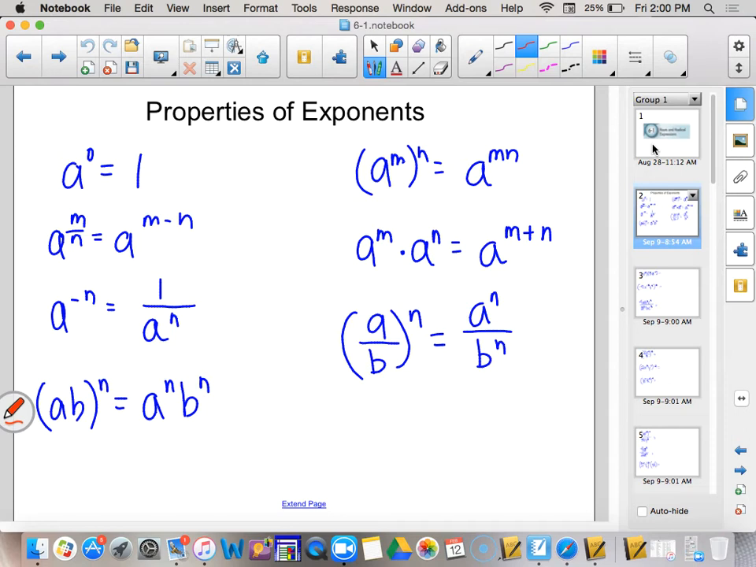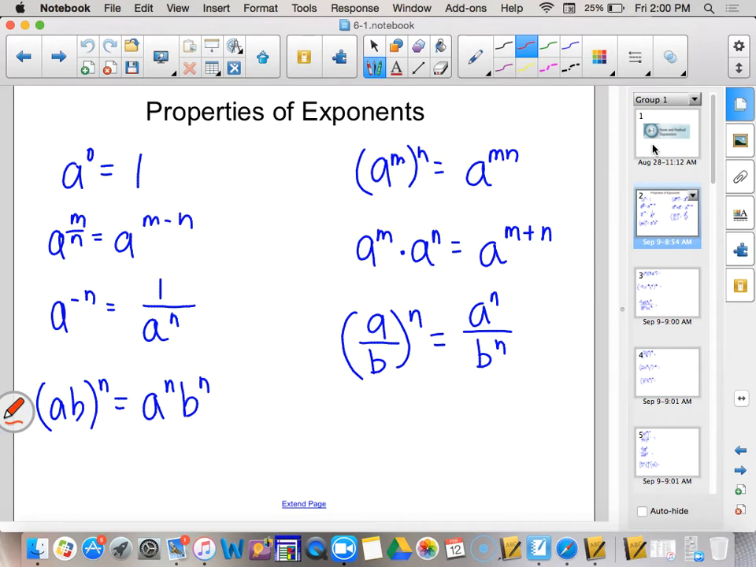5 raised to the 0 power is going to be 1. 4 raised to the 0 power is going to be 1. 5,622 raised to the 0 power is always going to be 1. Got that?